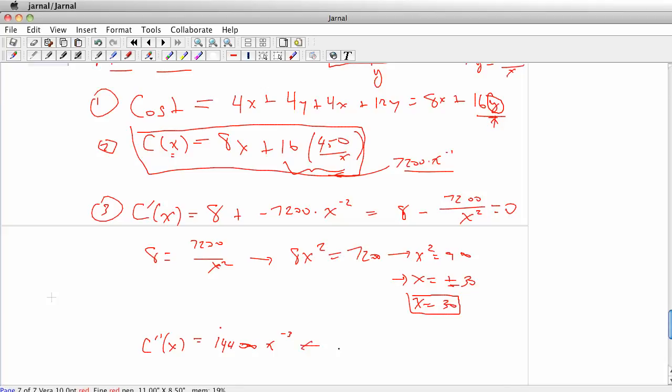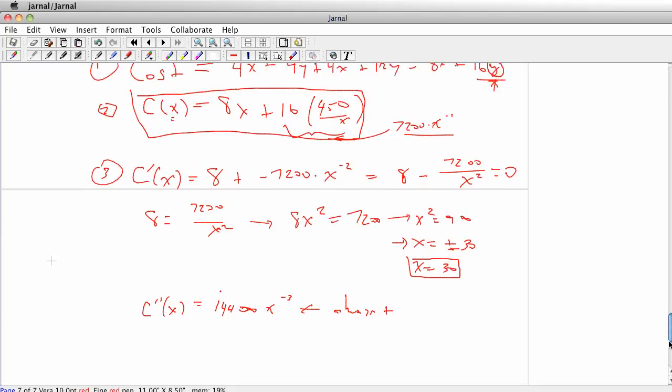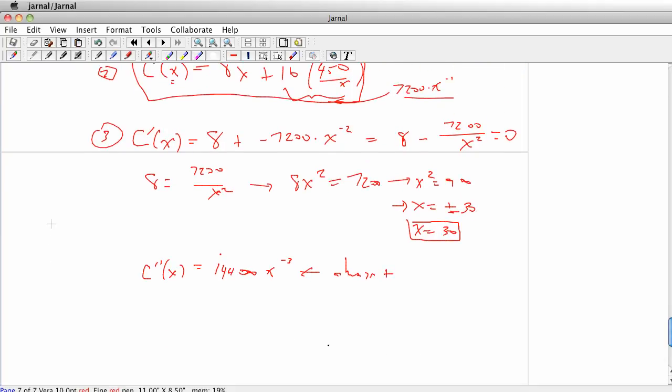And so notice that this is always positive. Because remember, the x can't be a negative number. The x has to be a number greater than 0 because it represents an amount of fence. So the second derivative is always positive. That means that C of x, the cost function that we've created, is always concave up. So if you have a function that's always concave up and it only has one critical value, well then that has to be the absolute minimum. So the minimum value for x is 30.